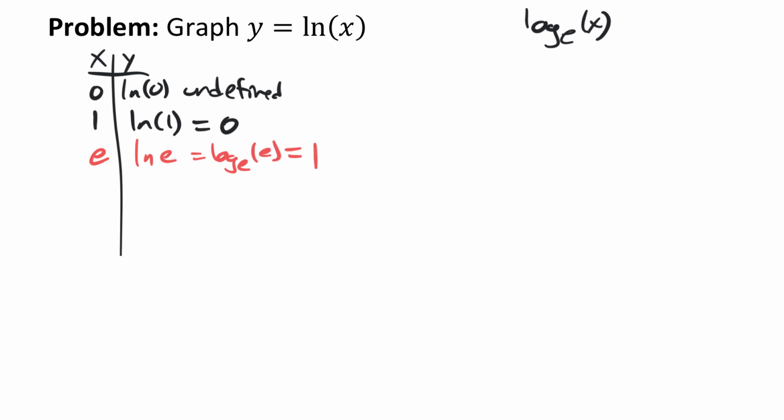So these are my clever values. Now, if you wanted to be extra clever, the next one here would be e squared, because ln of e squared would be 2. But this is kind of bonus. As long as you got 2 points, we should be good.